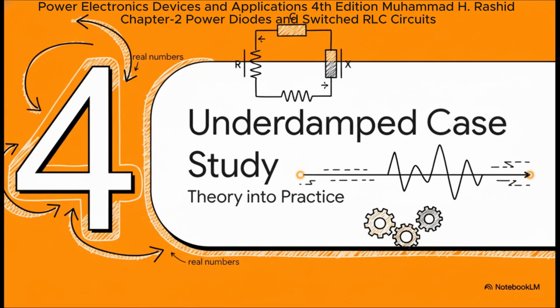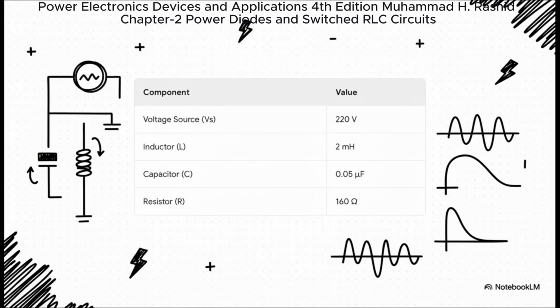We're going to jump into a specific case study right from the source text and plug in some real numbers to see what an underdamped circuit actually looks like. So here are the exact values for our example. We've got a 220-volt source, and the specific R, L, and C values you see here. Now, let's figure out what kind of personality this particular circuit is going to have.